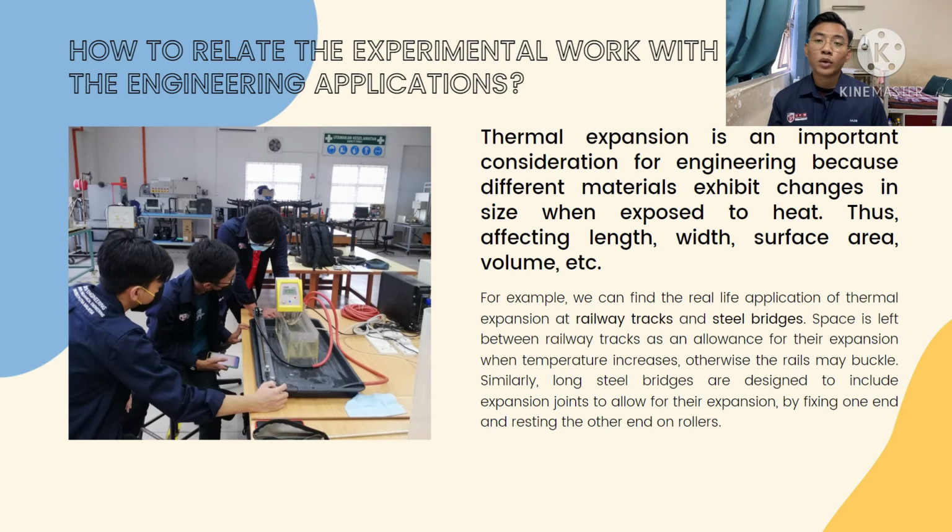Space is left between railway tracks as an allowance for the expansion when temperature increases, otherwise the rails may buckle. Similarly, long steel bridges are designed to include expansion joints to allow for their expansion by fixing one end and resting the other end on rollers.